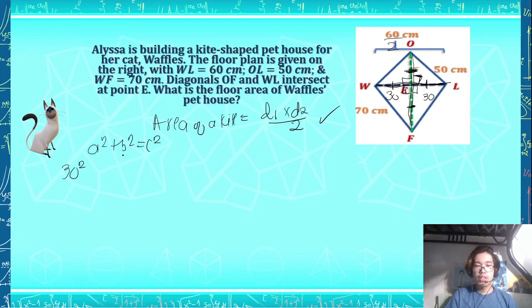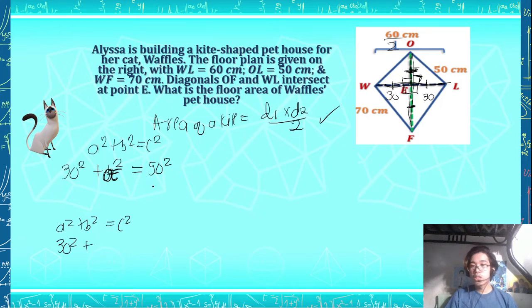So that's 30 squared plus b squared, the height, or this side measurement OE. OE squared is equal to 50 squared. The other formula is again a squared plus b squared is equal to c squared, and this is OE. The formula for that one is 30 squared as well, plus EF squared, which is equal to 70 squared. Now that we have the two formulas in check, we can find the measurements of the diagonals.